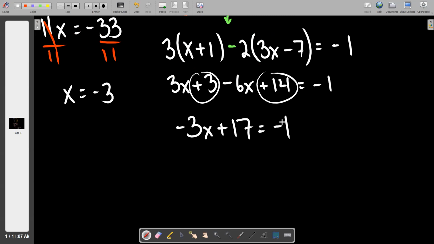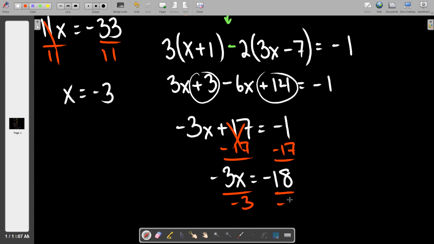The 17's like, move me over there. I want to be with my homie, negative 1. So I'm like, okay, that's a good idea. Thanks, 17. So I subtract the 17 to make him go bye-bye. And I'm left with my negative 3x equal to a negative 18. And then I divide, of course, by negative 3, resulting in x equals 6.